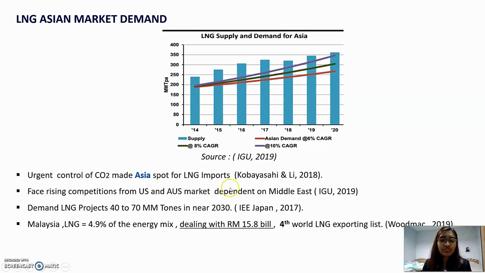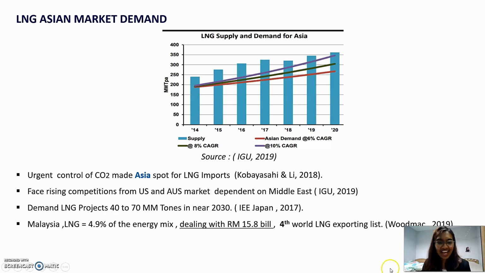Now, the market is also facing competition from the US and Australian market, which is heavily dependent on supplies from the Middle East sector. Sources by IEEE in 2017 showed that Asia alone has been replacing conventional oil-fired power plants to natural gas-fired power plants, which contributes to the increase of LNG demand from 40 to 70 mm tons in the coming year 2030. Now, as seen in the graph, for the past 5 years, LNG supply is significantly higher than the demand, which will create a favorable market for the LNG buyers.